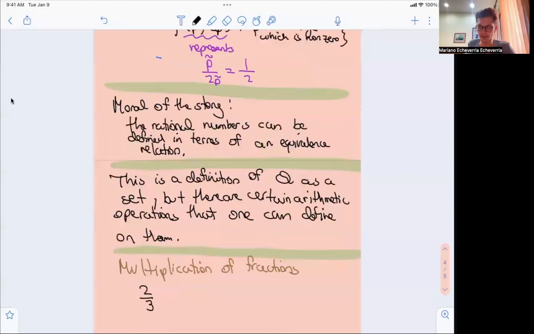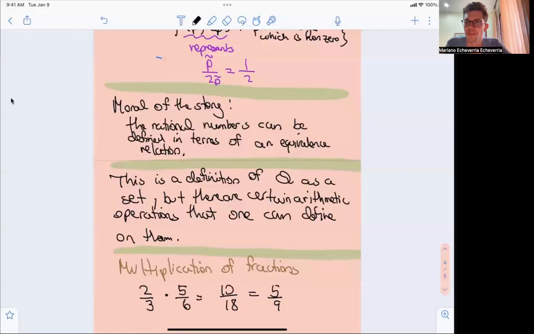Imagine I give you 2/3 and I ask you to multiply that by 5/6. What do you do? You just do numerator times numerator and denominator times denominator. So this gives you 10 over 18, which if you want, you can simplify; this is 5/9, but the simplification is not necessary. So multiplying fractions is just numerator times numerator, denominator times denominator.